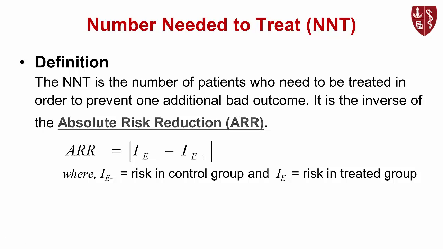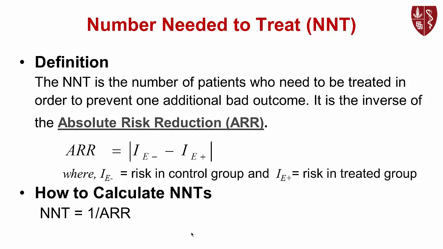Another term that might be useful to you as health professionals and clinicians is the number needed to treat. The number needed to treat is literally the number of patients who need to be treated in order to prevent one additional bad outcome. And it is nothing else but the inverse of the absolute risk reduction. Well, what is the absolute risk reduction? It's nothing else but the arithmetic difference between the incidence in the unexposed group, which is the placebo group, from which you remove the incidence or the risk of developing the outcome in the treatment arm. So what is the NNT? It is the inverse of the absolute risk reduction, so it's 1 over ARR.